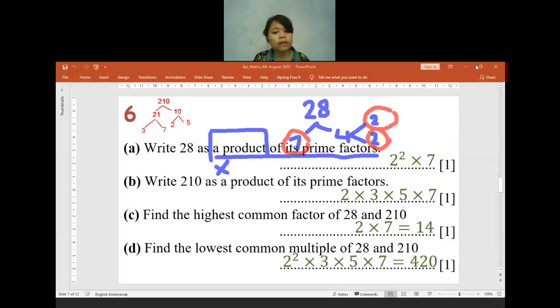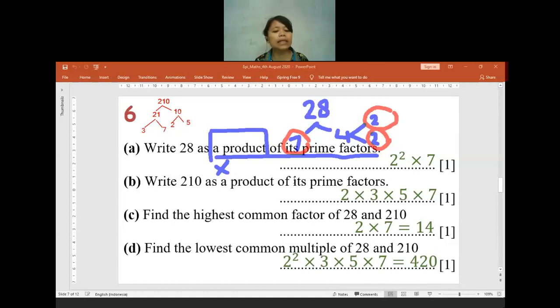Okay, so for 210, the product of its prime factors will be 2 times 3 times 5 times 7. But if the question only asks what the prime factors of 210 are, you write them with commas: 2, 3, 5 and 7. You don't have to write the multiplication symbol when the question does not mention the product of prime numbers.